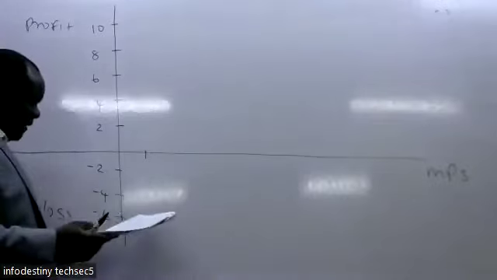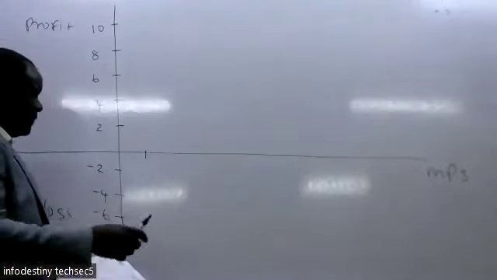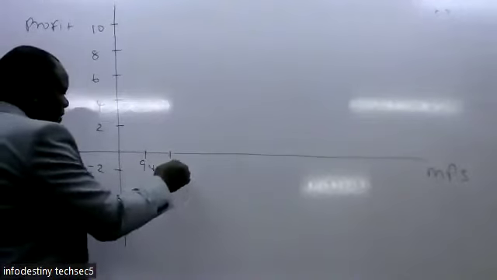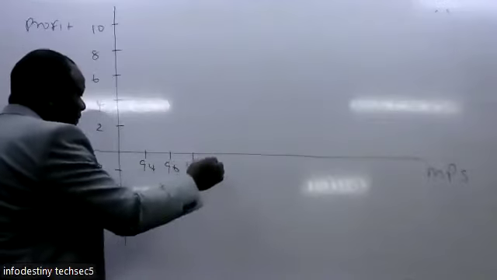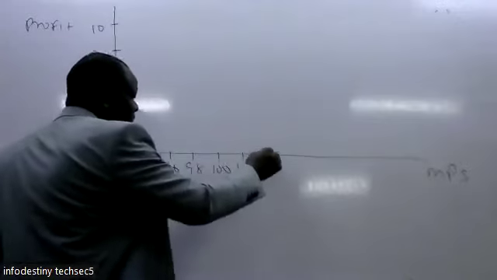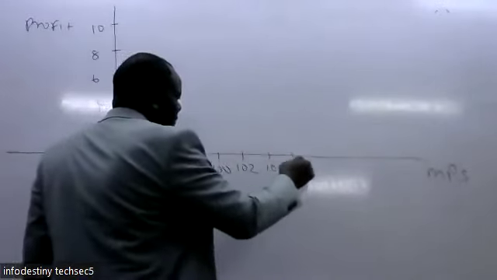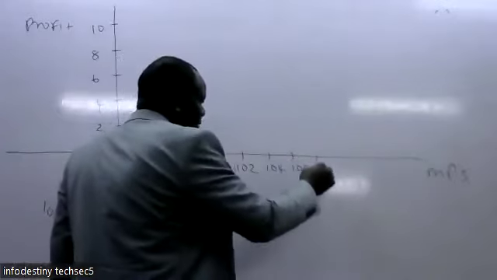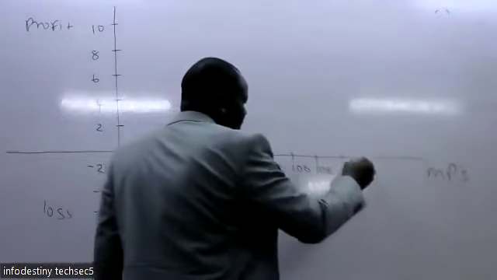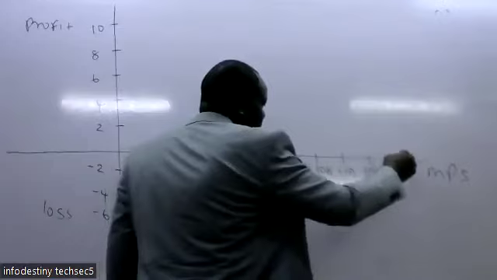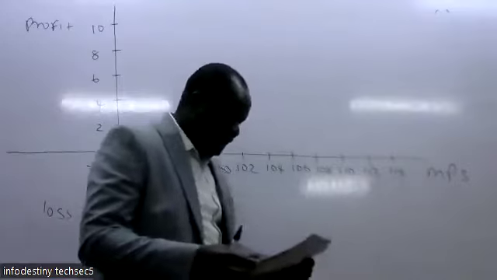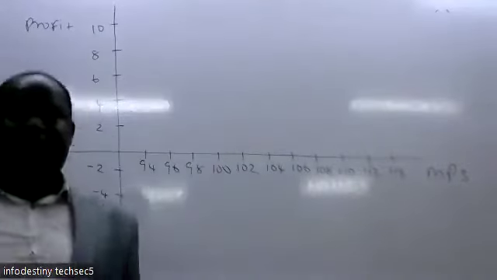You see the first price, the lowest price is how much? 94. Then we can have that spacing: 96, 98, 100, 102, 104, 106, 108, 110, then 112, 114. So you can just have it up to 140.